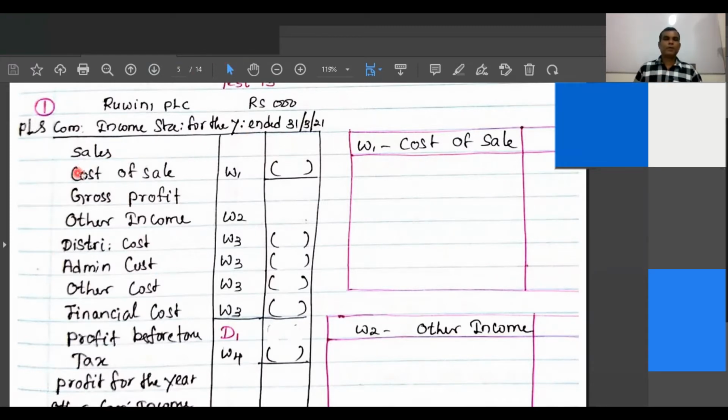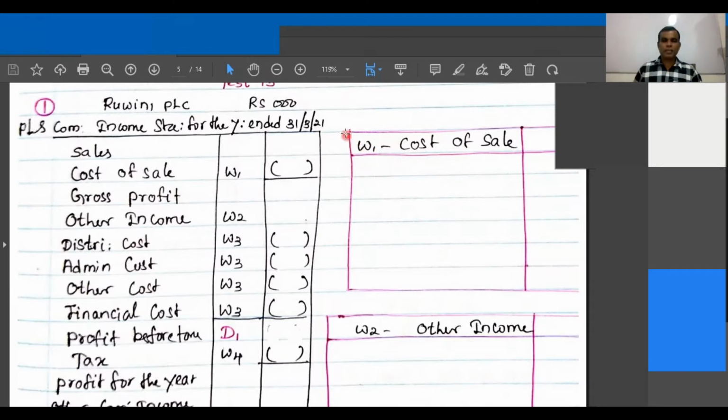Sales. And then cost of sale. Here, leave a small space to calculate the cost of sale. It is very easy for the examiner to examine your paper, so it is better for us to give all these workings cleanly and separately. That is why I wanted to show you how to prepare this working part. Now here, cost of sale.